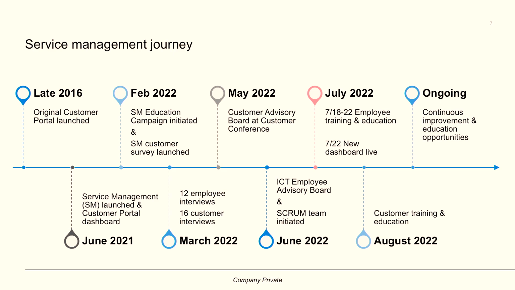Then in June of this year, we held an employee advisory board to gather their side of the feedback, and we initiated an agile IT scrum team. And really what that means is that we're able to churn out enhancements to this IT platform every 2 weeks. So we've been rolling out improvements over the last couple of months, and we'll continue to do so as we continue to gather feedback and explore what you want from this tool.